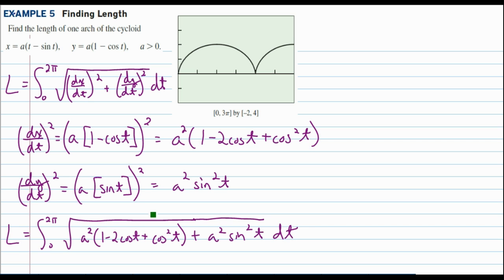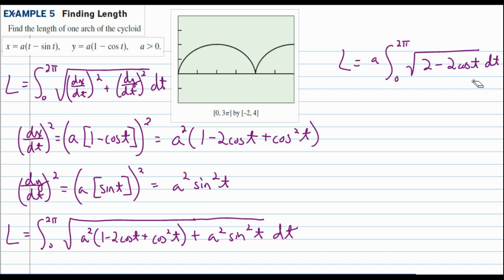Now I see that there's an a squared in both of these terms, so if I factor that out, I can take the square root of that and then put the a on the outside of the integral. Then on the inside I have 1 minus 2 cosine of t plus cosine squared, plus sine squared, which we know cosine squared plus sine squared is 1. So I'll really have 1 plus that 1, which is 2, and then minus 2 cosine of t, dt. Which is great. That's much easier to take the antiderivative of.